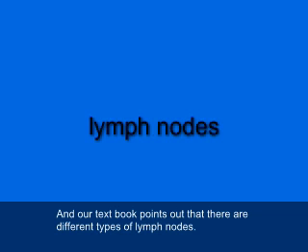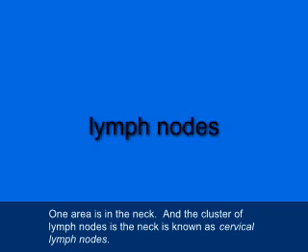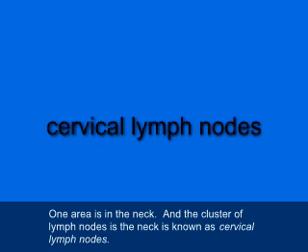And our textbook points out that there are different types of lymph nodes. Actually, lymph nodes are found throughout the body, but there are certain areas where they tend to cluster. One area is in the neck, and the cluster of lymph nodes in the neck is known as cervical lymph nodes, C-E-R-V-I-C-A-L.